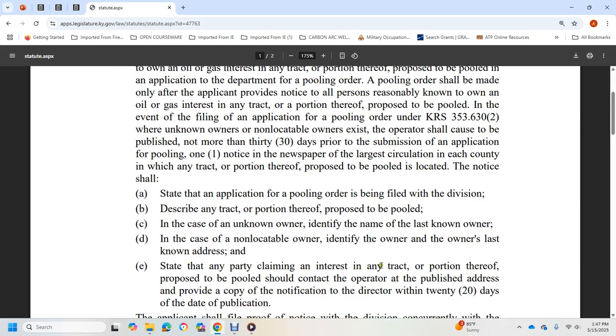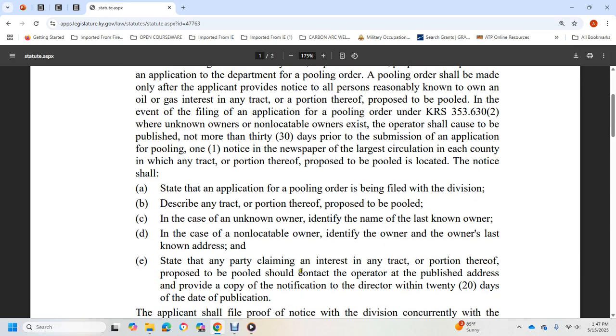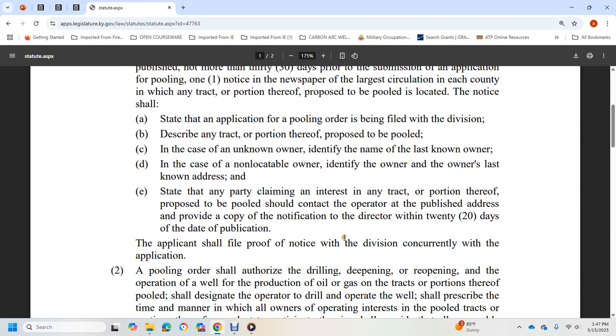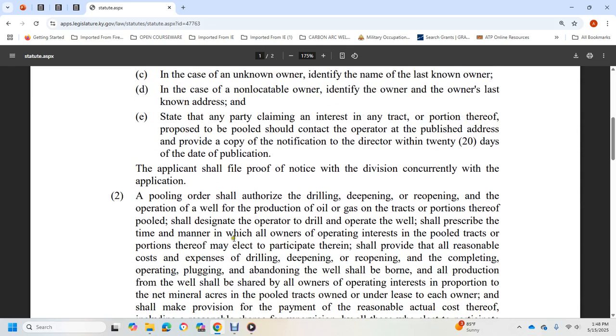State that any party claiming an interest in any tract or portion thereof of the proposed pool should contact the operator at the published address and provide a copy of the notification to the director within 20 days of the publication. The applicant shall provide the notice to the division concurrently with the application.